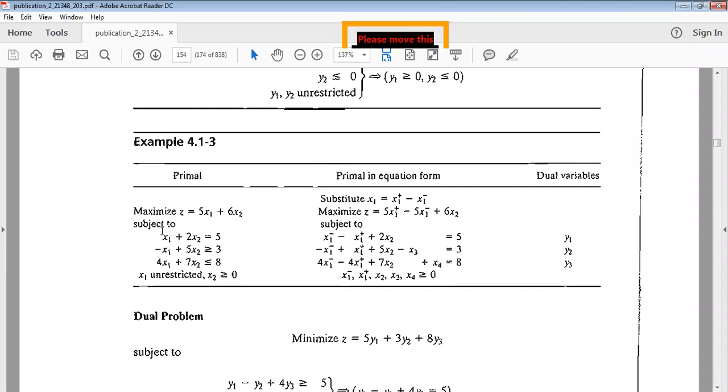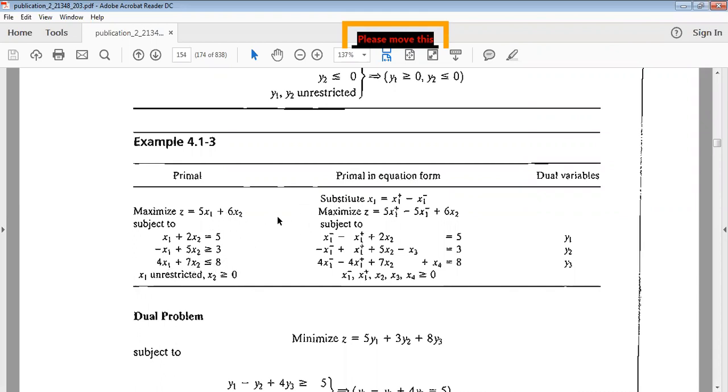Similarly, this is another problem. Maximize z is equal to 5x1 plus 6x2 subject to the constraints x1 plus 2x2 is equal to 5. There is an equal to, a greater than, and a less than. Three types of symbols are there. So this is subject to the constraints x1 plus 5x2 greater than 3, 4x1 plus 7x2 less than 8.